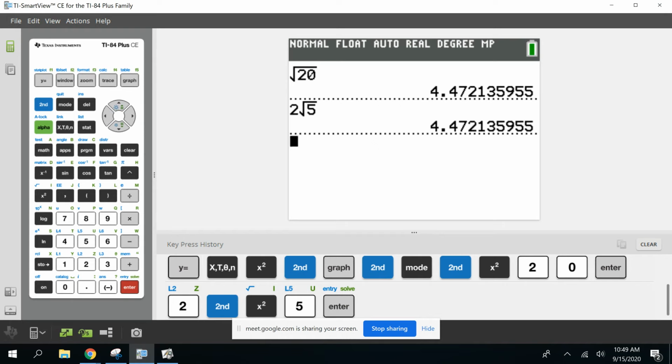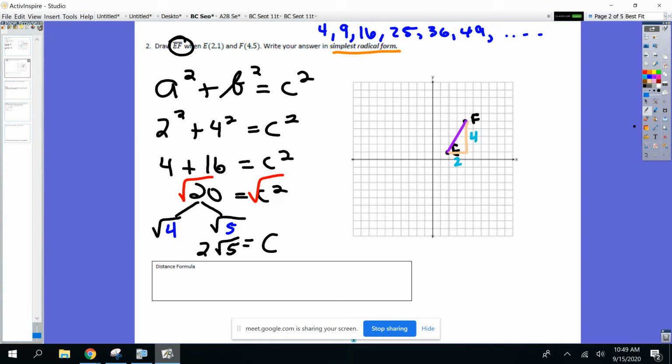Okay, I apologize, guys, if your teacher never went over that last year. I'll just do as much as I can with it. All right, but most of your answers in this class are going to be left in simplest radical form. Okay?